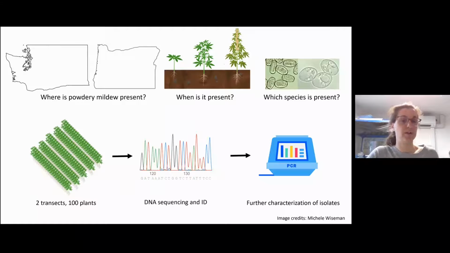So what we did is we walked two transects in each field. It's kind of a fancy word for row. And we looked at 100 plants per transect, and we collected any foliage that had signs of powdery mildew on them. We took them back to the lab and we extracted DNA and did DNA sequencing to identify the pathogen. And then we did some further characterization using a process called qPCR in order to determine some additional questions about the specificity, especially like mating type and virulence type of the especially Podosphaera macularis samples.